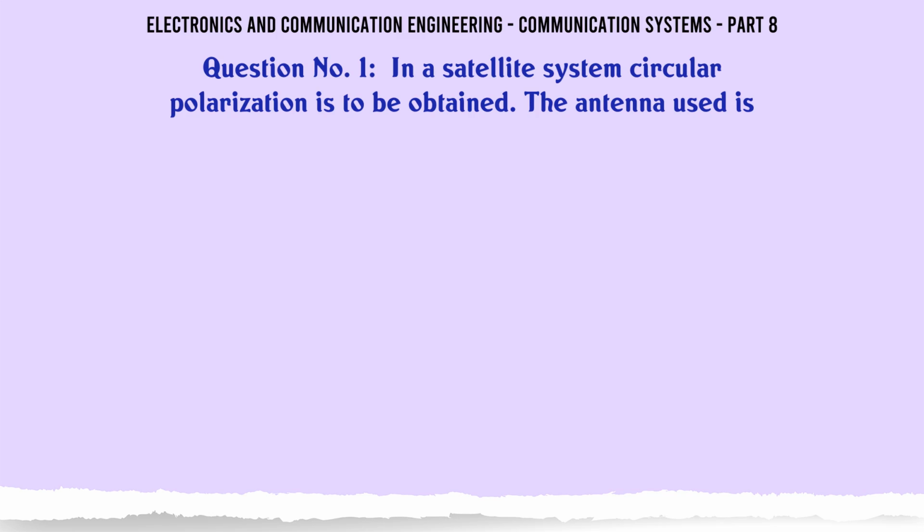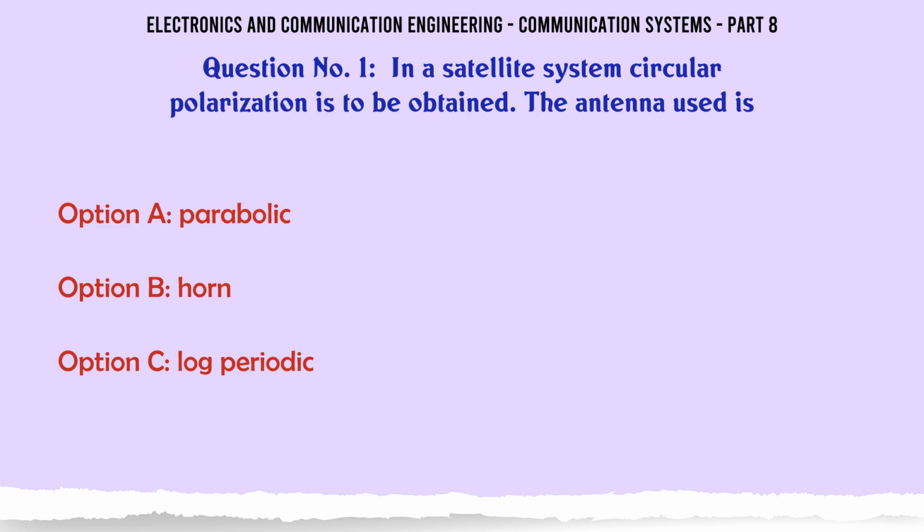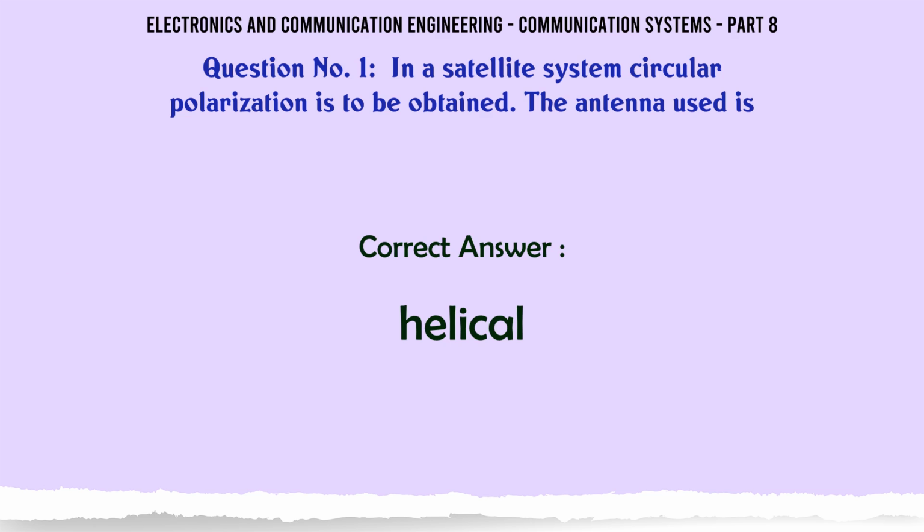In a satellite system, circular polarization is to be obtained. The antenna used is A. Parabolic, B. Horn, C. Log periodic, D. Helical. The correct answer is helical.